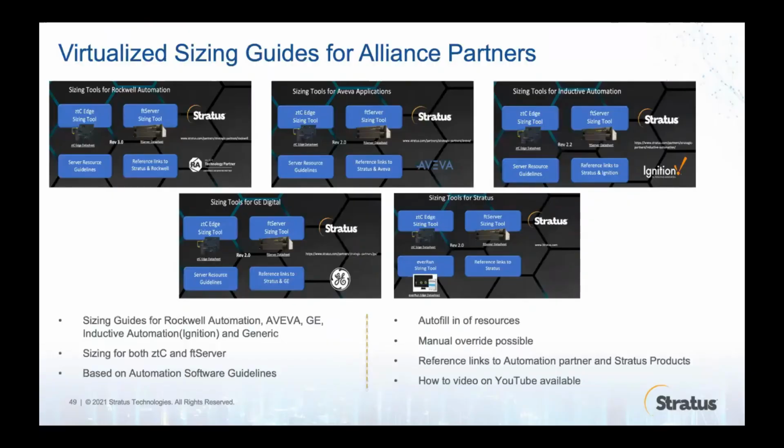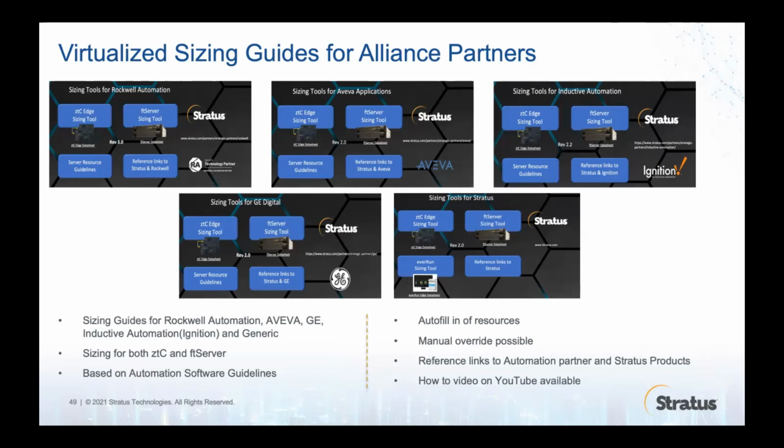I just want to touch on some development tools. We are continuously trying to make things better and easier for customers. We've developed sizing guides. We have alliance partners like Rockwell Automation, Aveva, Inductive Automation, GE. We also have a generic sizing guide, which is not application specific. You can put all your own application names in there and select your own resources. And these sizing guides will assist you to be able to then calculate the resources that you require.